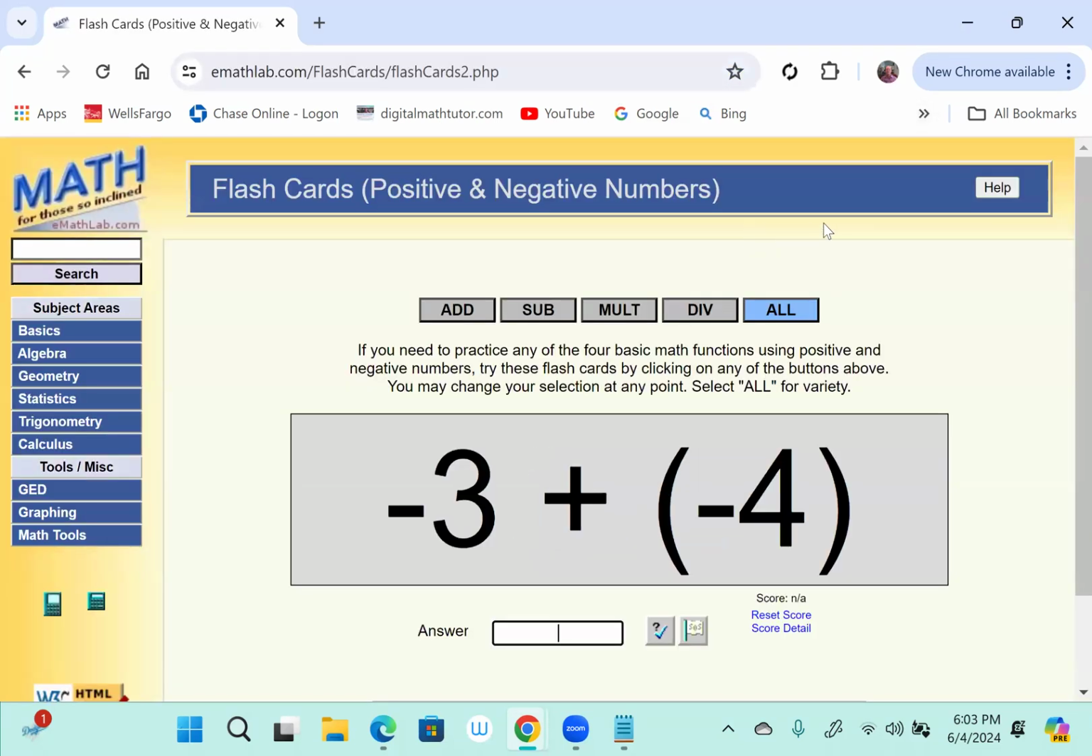Okay. So these are digital flashcards. What they do is combine addition, subtraction, multiplication, and division with positive and negative numbers. And it's amazing how many students I get that can't do this very well. They've grown up completely dependent on their calculators. So we'll go through these. You holler out the answer, I'll type it in, and we'll see how good you are.